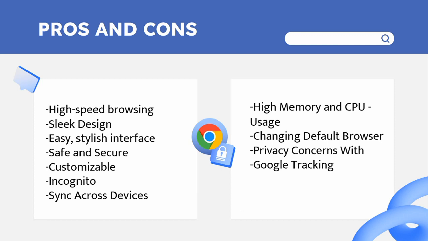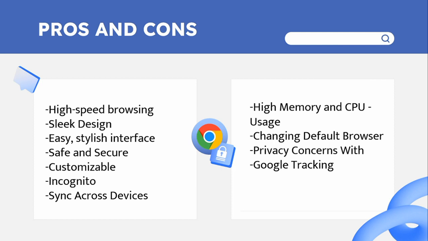Number one is high-speed browsing. It's a fast browser and it opens quickly, and it can load multiple tabs and pages in just one click. Next is sleek design, an easily stylish interface. Chrome looks sleek and simple using the material design concept from Google. Next, we have safe and secure. Google updates the browser regularly to keep it safe and secure.